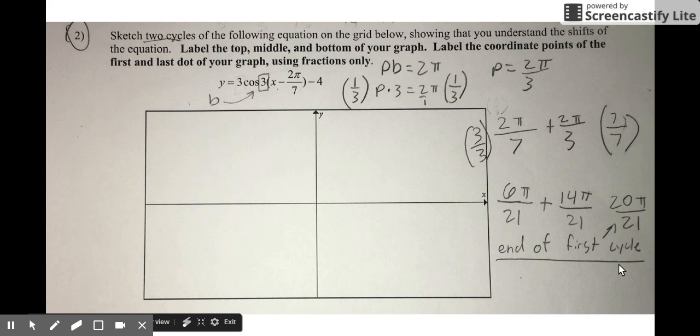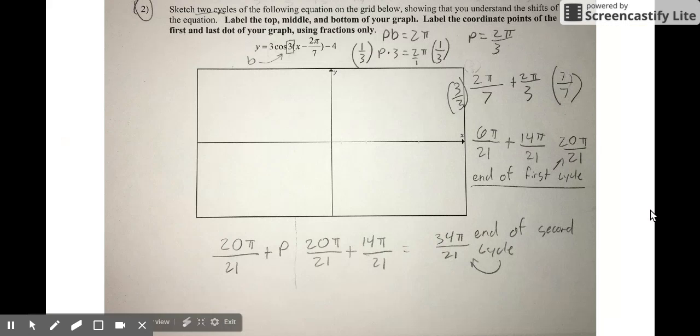After that, you're going to take the end of your first cycle, which is 20 pi over 21, and re-add your p value. So you're going to add 20 pi over 21 plus 2 pi over 3. After that, you're going to get the end of your second cycle, which is 34 pi over 21. So now you have your first dot, which is 2 pi over 7, the opposite sign of what's in the equation, the end of your first cycle at 20 pi over 21, and the end of your second cycle at 34 pi over 21.